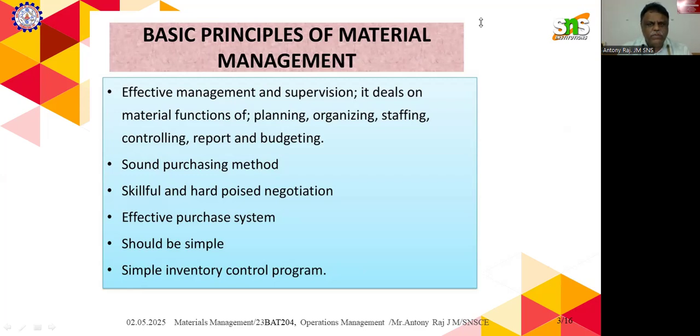And overall, the process should be very simple. It should not be very complicated. So these are some of the basic principles of material management.